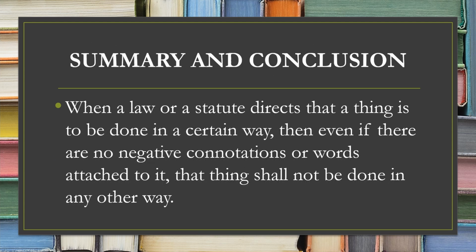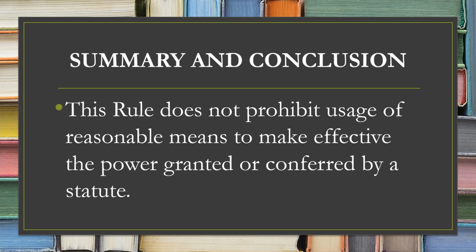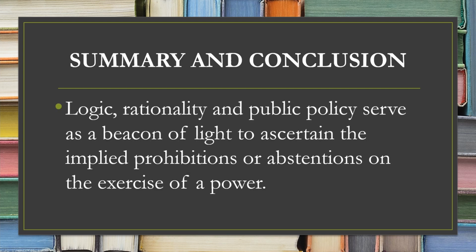Therefore, in conclusion, following important points emerge with respect to the doctrine of implied prohibition. A. Rule of implied prohibition entails that when a law or a statute directs that a thing is to be done in a certain way, then even if there are no negative connotations or words attached to it, that thing shall not be done in any other way. B. This rule does not prohibit usage of reasonable means to make effective the power granted or conferred by a statute. C. Logic, rationality, and public policy serve as a beacon of light to ascertain the implied prohibitions or abstentions on the exercise of a power.